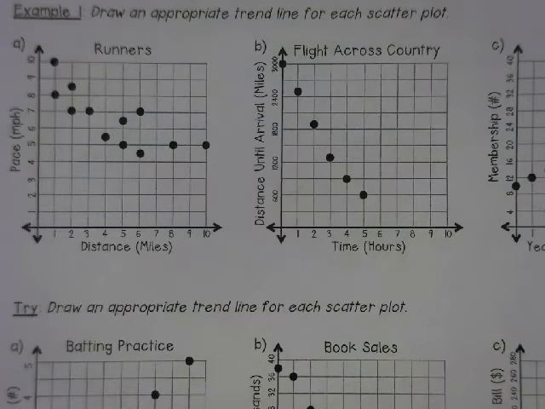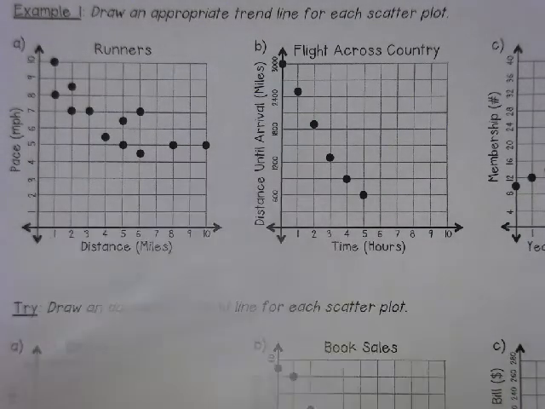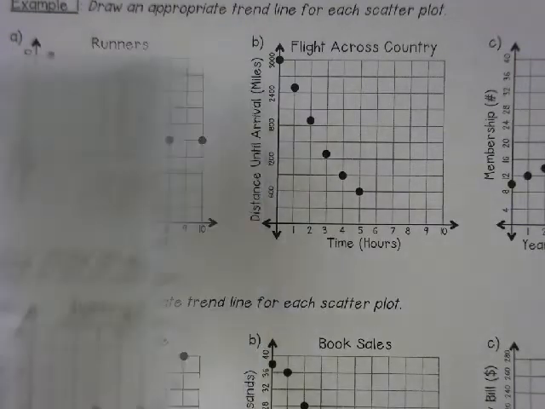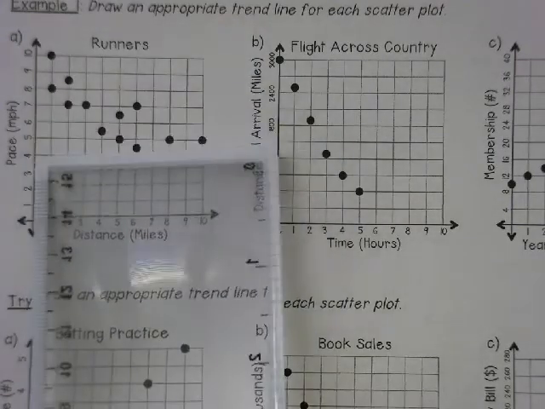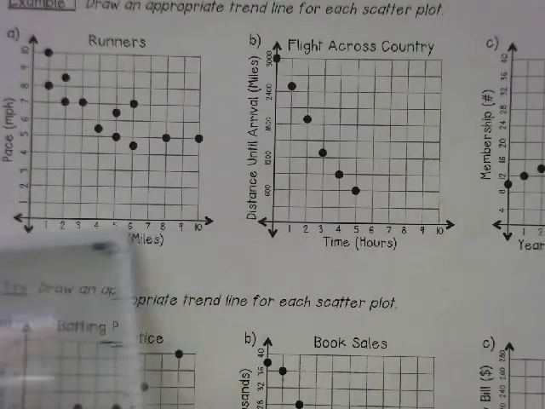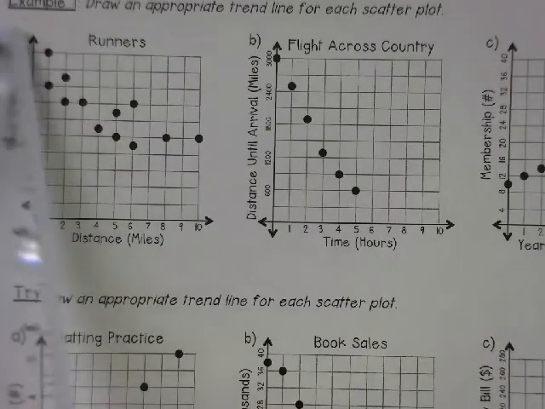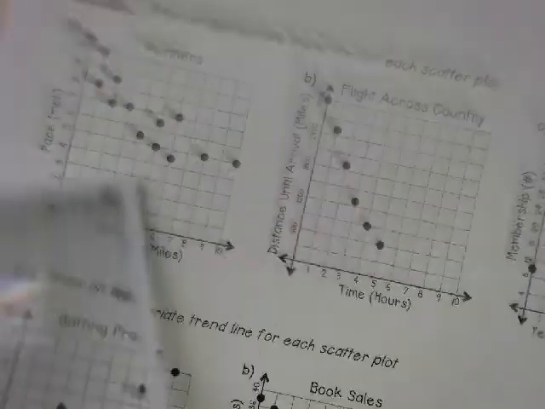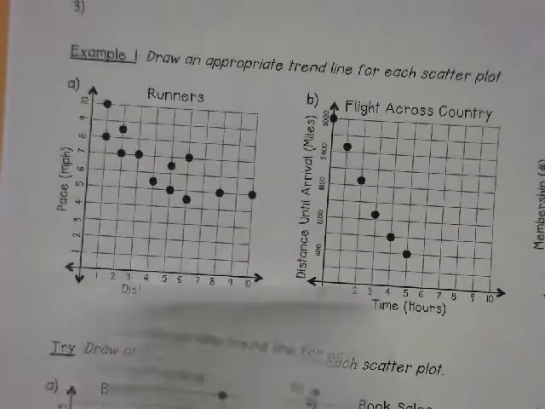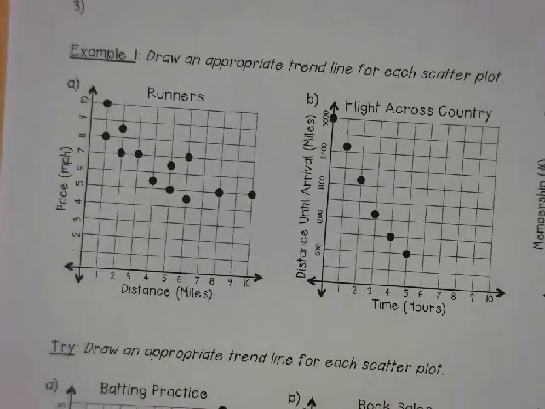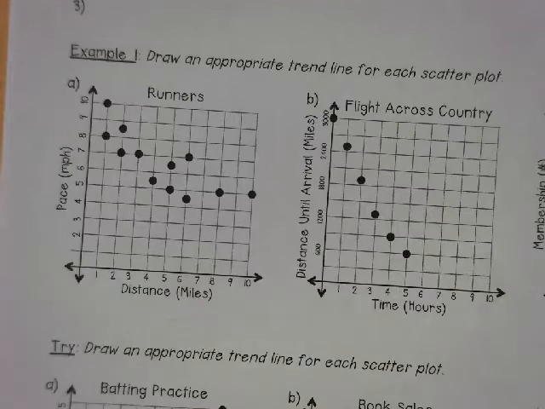so we have a scatter plot here that has the title of the scatter plot. It's about runners. We have their pace in miles per hour. We have the distance. So as the distance increases, their pace or their speed tends to decrease, which makes sense. The longer you run, the slower you start to run as you get tired, right? So that is a negative association. The distance and the speed have a negative association when it comes to running.